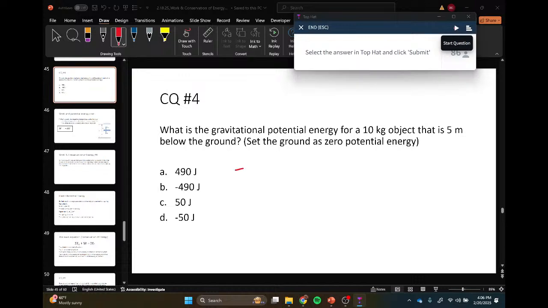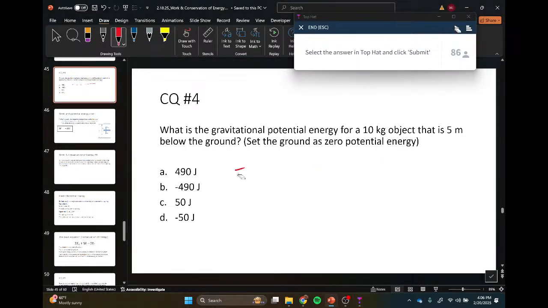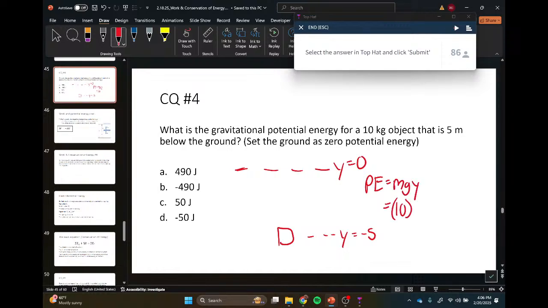So just to draw a picture of this, there's the ground. That's where my y equals 0. I am located down here where my y equals negative 5. So if I'm going to calculate potential energy, it's going to be mgy, which is going to be 10 times positive 9.8 times negative 5. And that comes out to negative 490 joules.